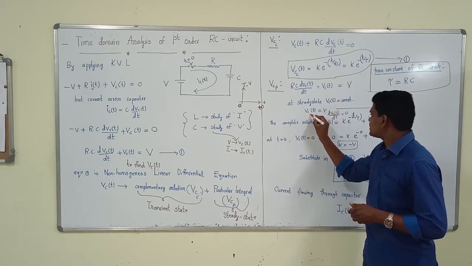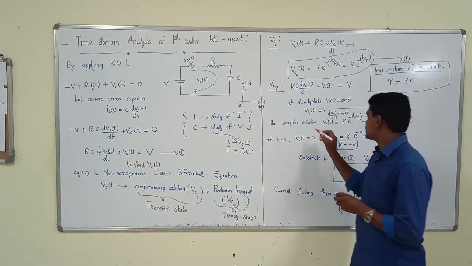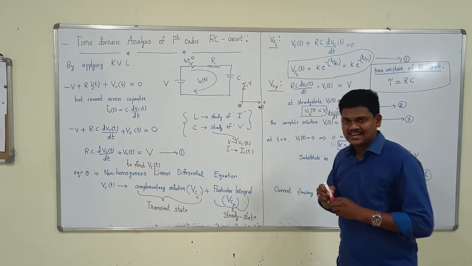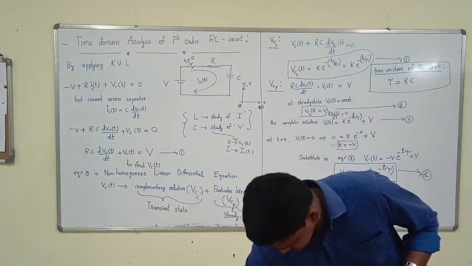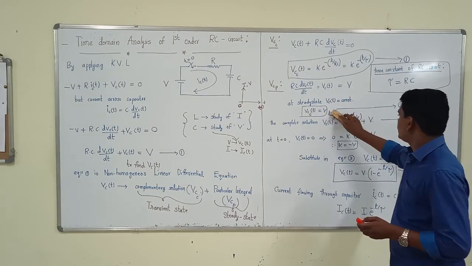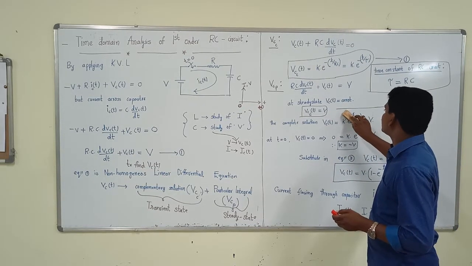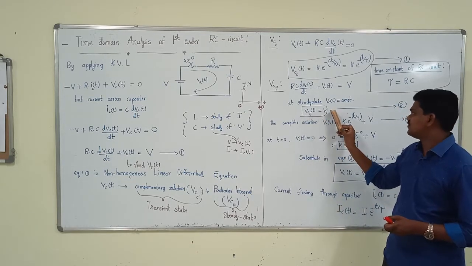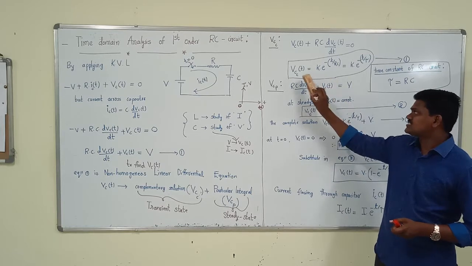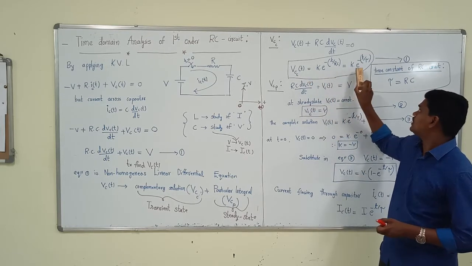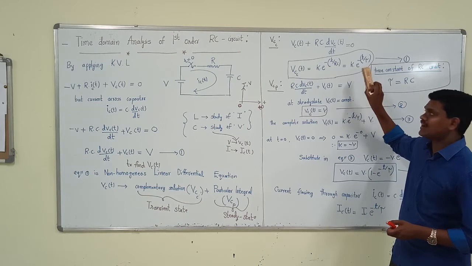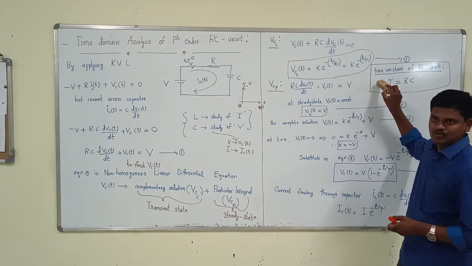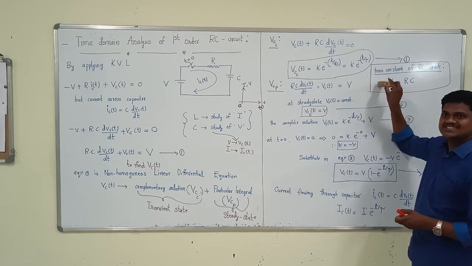This Vc of t I can write as V. So the particular integral gives the representation of the steady state solution. In the steady state, the value of the capacitor voltage is V. In transient analysis, we will get k into e power minus t by tau. Here we write tau in place of Rc. Tau means the time constant. We already discussed what the time constant is.